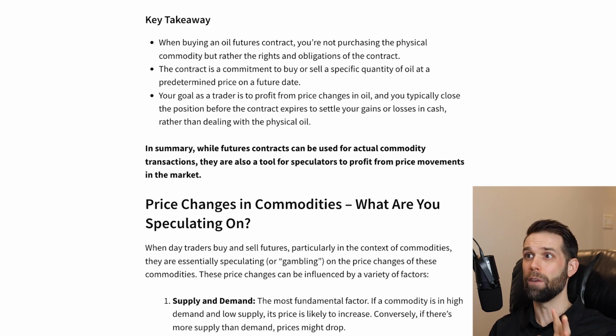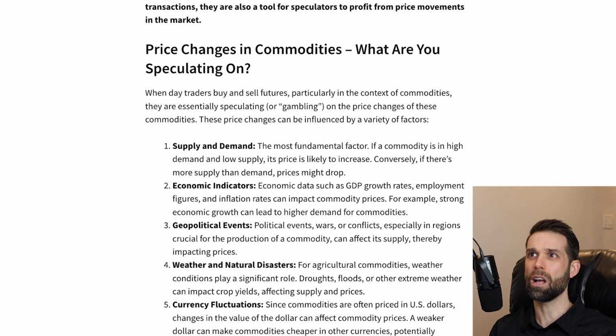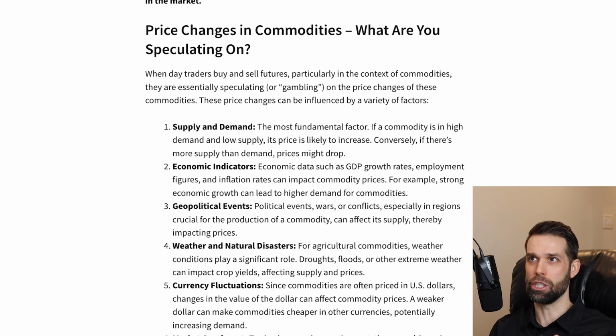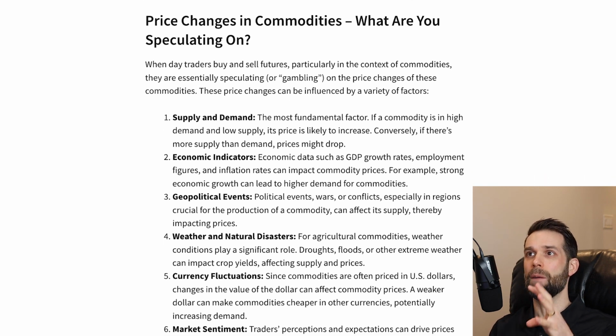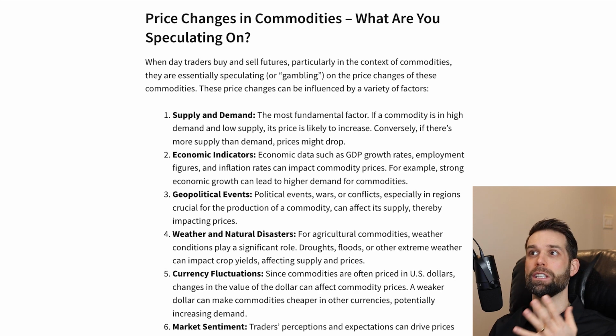So in summary, while futures contracts can be used for actual commodity transactions, they're also a tool for speculators to profit from price movements in the market. And that's exactly what you would be doing as a trader, what I would be doing as a day trader as well. So we talked a lot about the price changes. So let's just really go over, just to end this video, what you're actually speculating on.